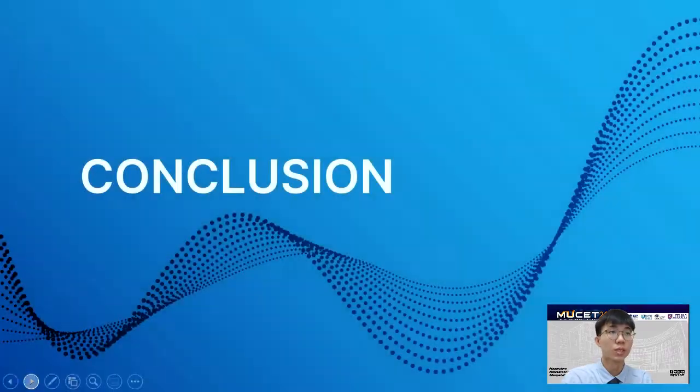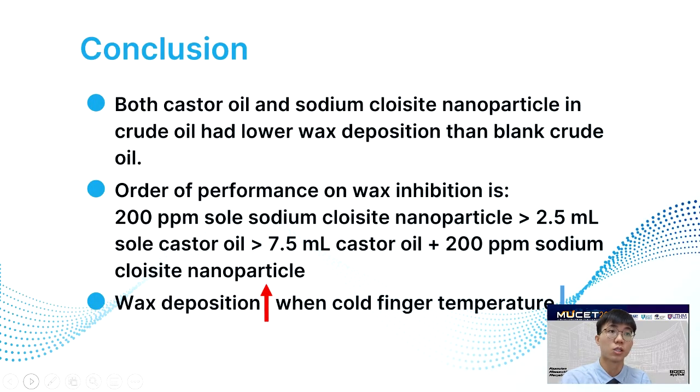As a conclusion, both castor oil and sodium chloride nanoparticle in crude oil gave lower wax deposition than crude oil alone. The order of performance of the wax inhibition by different wax inhibitors is 200 ppm sole sodium chloride nanoparticle, followed by sole castor oil, and finally the 7.5 ml castor oil together with 200 ppm of sodium chloride nanoparticle. When the cold finger temperature decreased, the wax deposition increased.